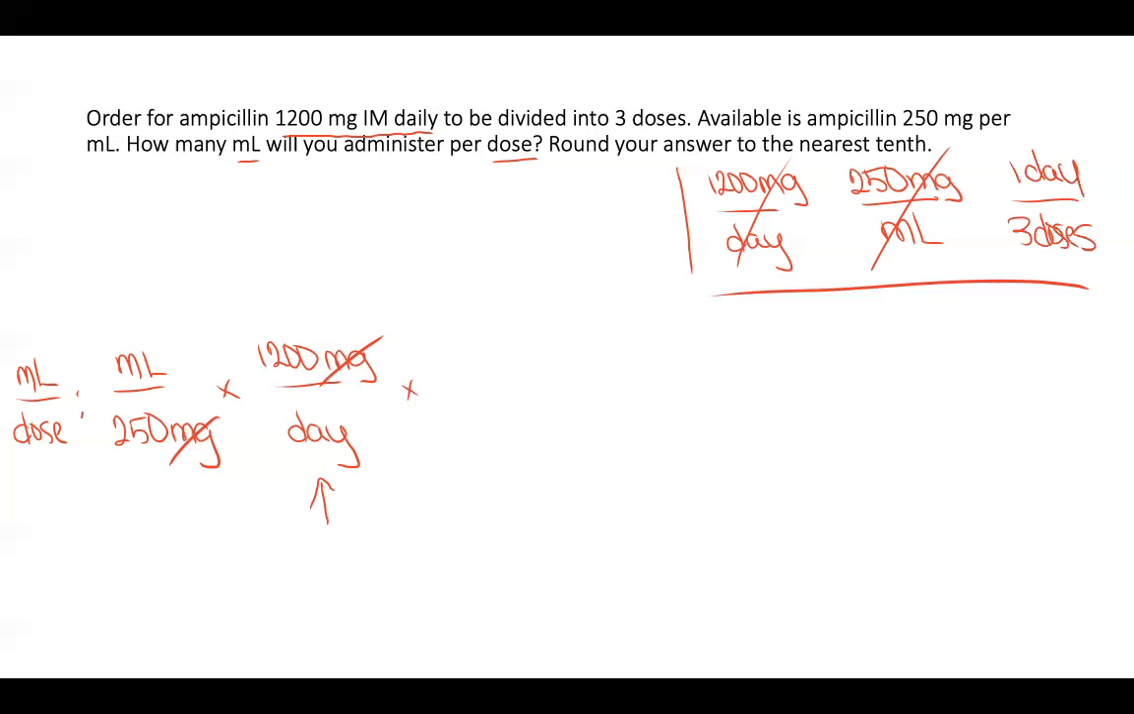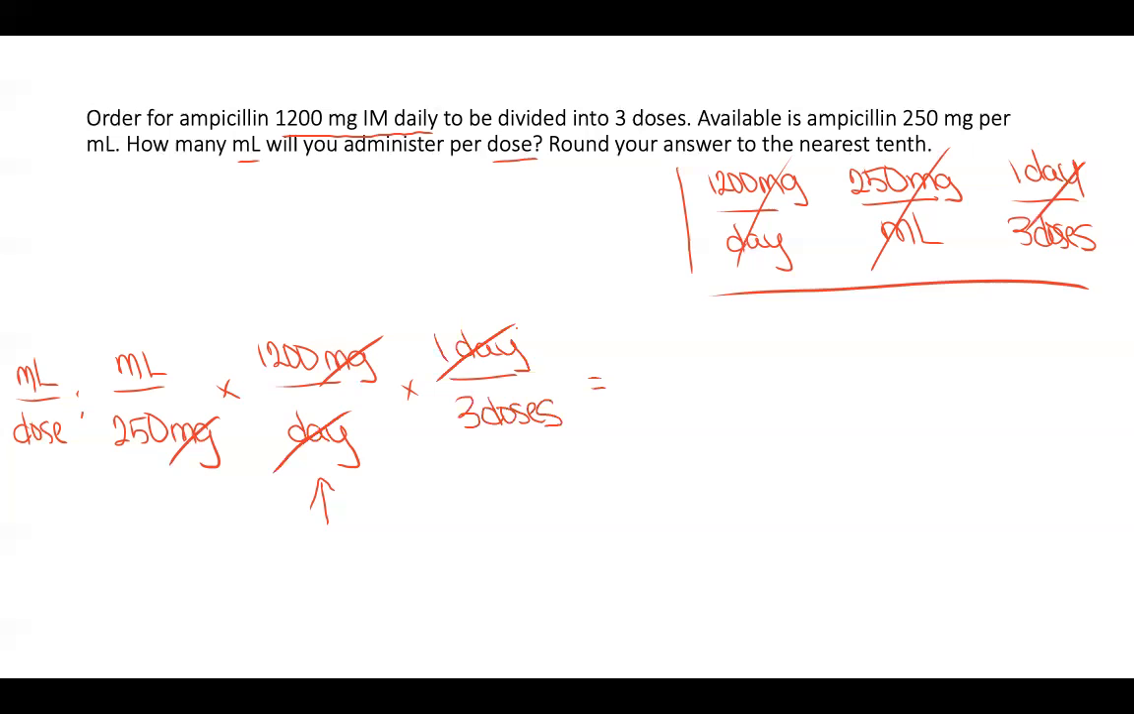And I'm going to plug that in just like that. One day over 3 doses. I made sure I put the day on the top because I want to cancel the day out. See, and now I can. So after I cancel day out, what am I left with? I'm left with milliliters per dose, which matches what I'm looking for. So now I'm done building my problem and I can do my math.